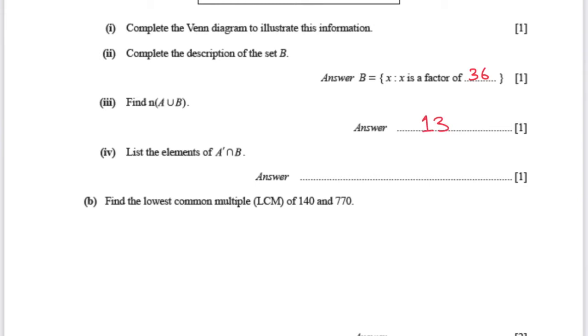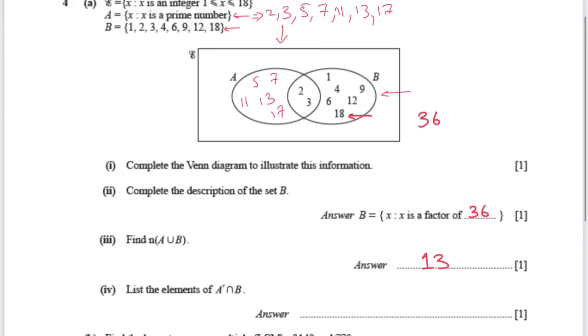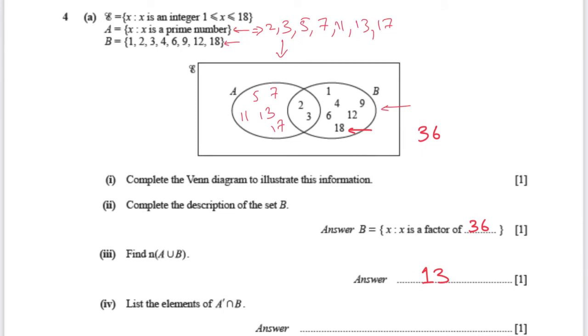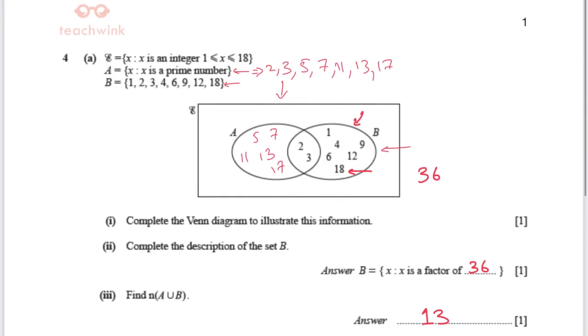The next part says list the elements of A complement intersection B. That means they've asked us to find not the number of elements, but the actual elements in this part over here, because that's the point of intersection between A complement and B. So the elements over here are 1, 4, 6, 9, 12, 18. And why don't we include 2 and 3?